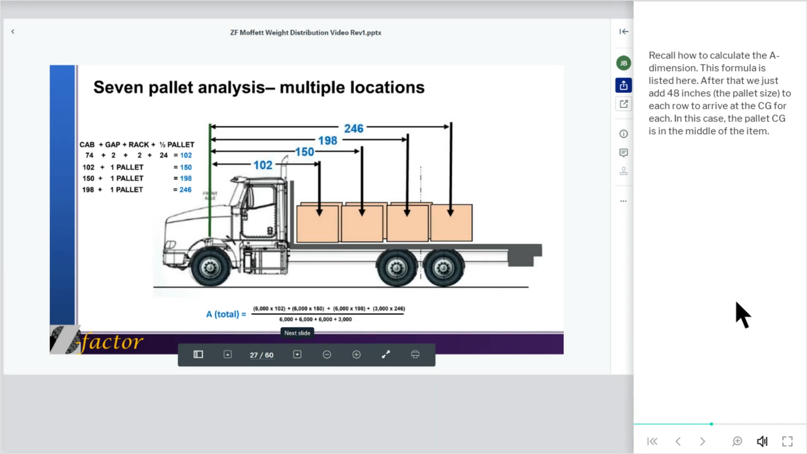Recall how to calculate the A dimension. This formula is listed here. After that we just add 48 inches, the pallet size, to each row to arrive at the CG for each. In this case, the pallet CG is in the middle of the item.